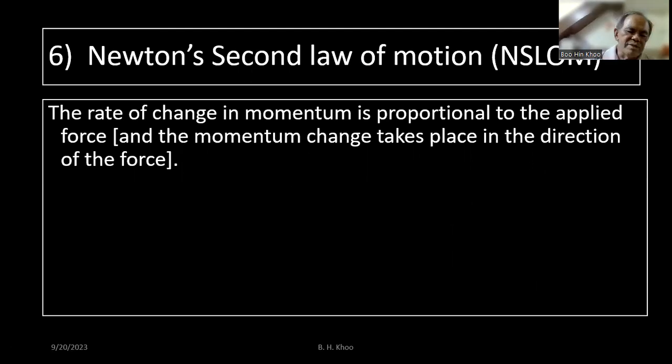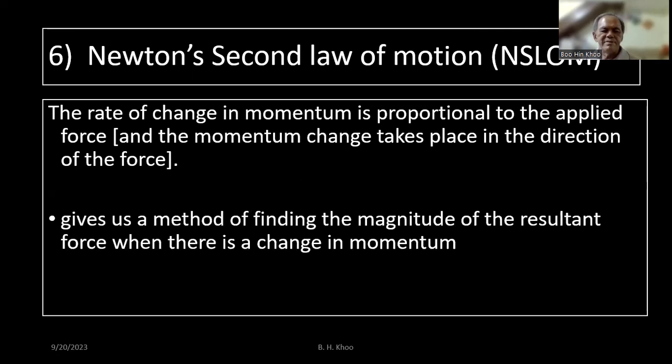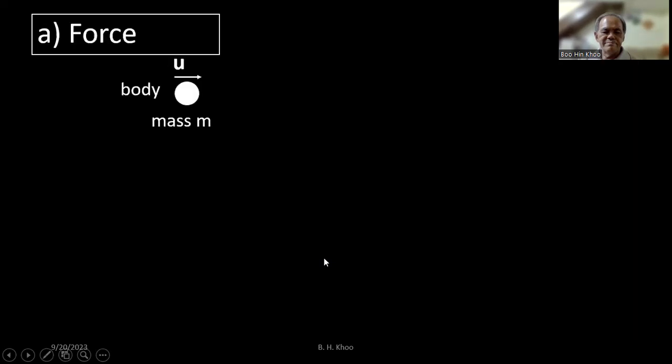Second law of motion, let's state it to memorize it. The rate of change in momentum is proportional to the applied force. That's good enough. And the momentum change takes place in the direction of the force. Change in momentum and direction of the force are in the same direction. This gives us a method of finding the magnitude of the resultant force when there is a change in momentum. Same: initial velocity u, mass of body is m. After a time, it moves with velocity v.